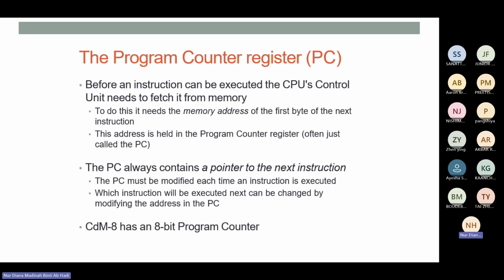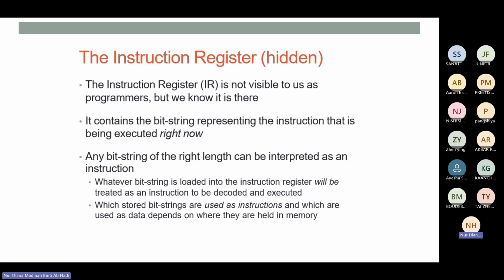To do this, we need the memory address of the first byte of the next instruction. Usually this address is held inside your PC register. So the PC always contains a pointer to the next instruction, and the PC must be modified each time an instruction is being executed. Usually when an instruction is executed, the next one can be changed by modifying the address inside your PC. CDM8 has an 8-bit program counter.